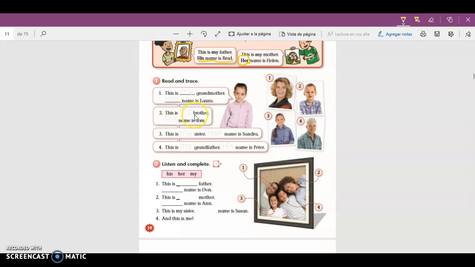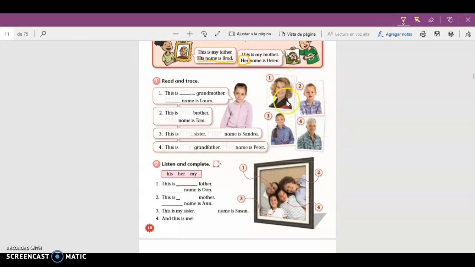This is my brother. His name is Tom. So, what's the boy's name? The boy's name is Tom. Number 3. This is my sister. Her name is Sandra. Number 4, look. This is my grandfather. His name is Peter.